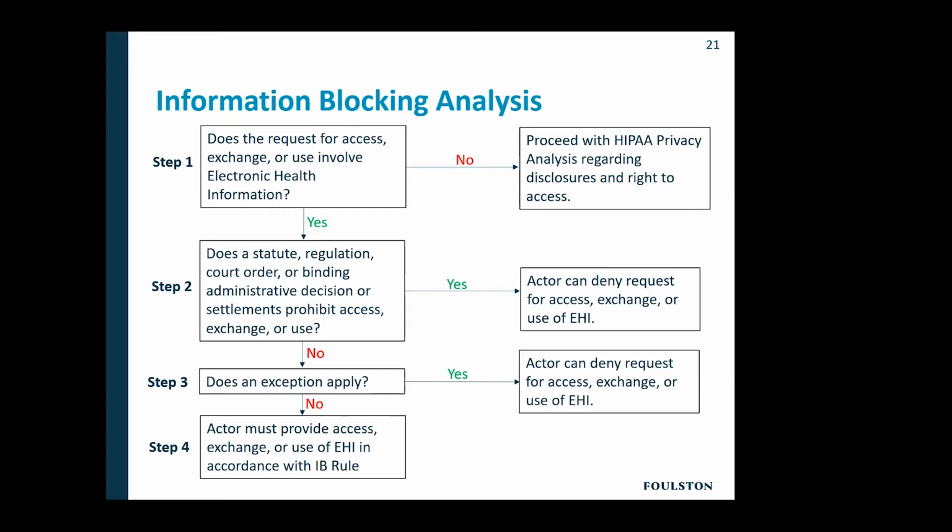So the first step is figuring out, do we have electronic health information? Is the request for electronic health information, or is it paper? If it's just paper, then nope, and we just proceed with our HIPAA privacy analysis related to disclosures and access, just like we would normally do. If the answer is yes, that it is a request for electronic health information, then you have to move to the next step. And that's the required by law analysis.